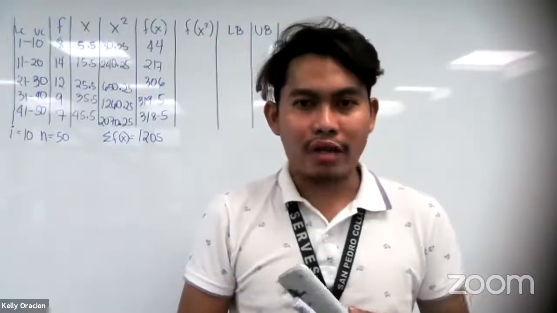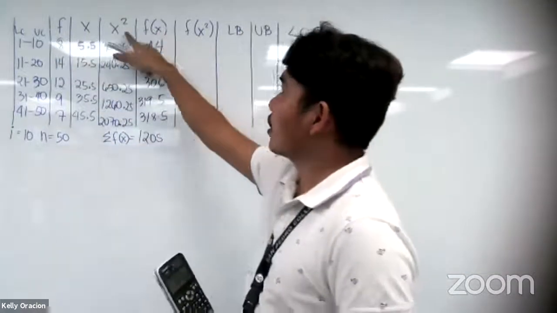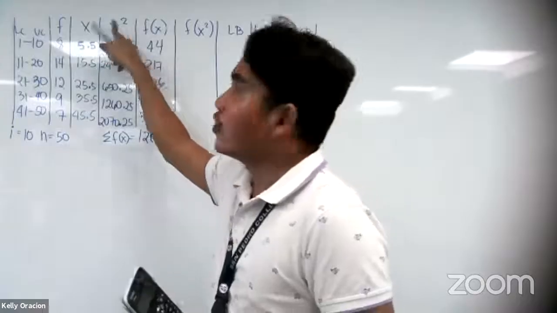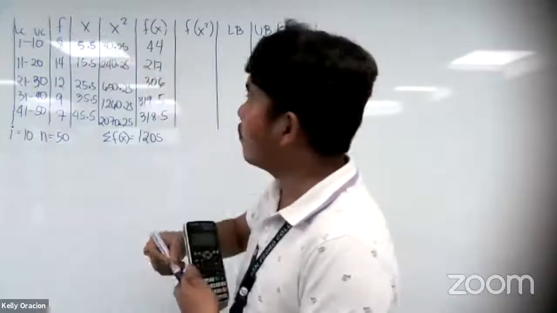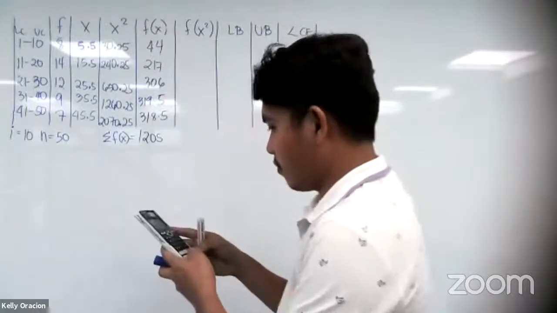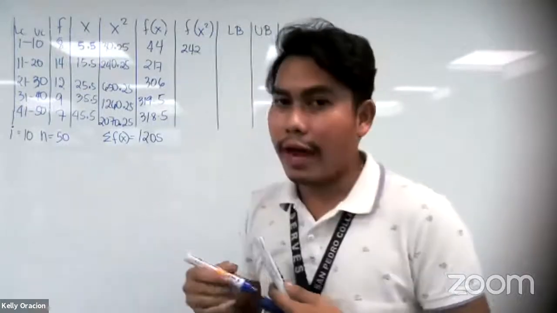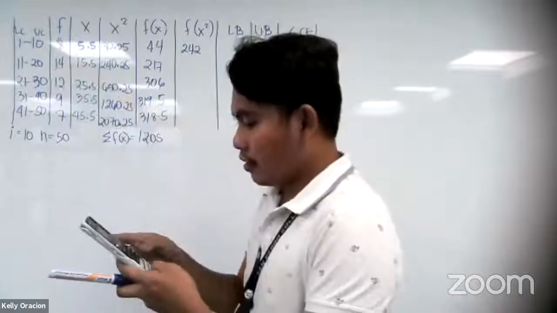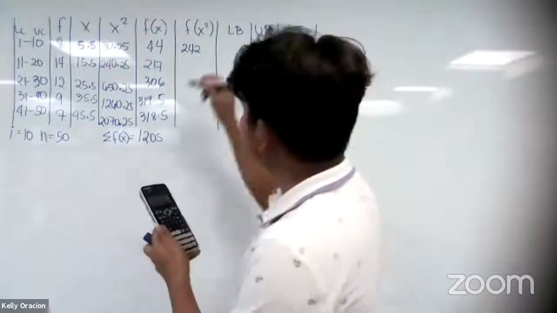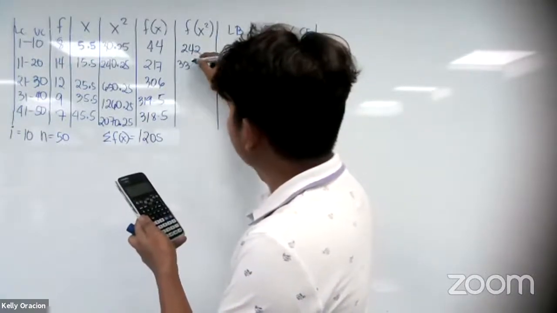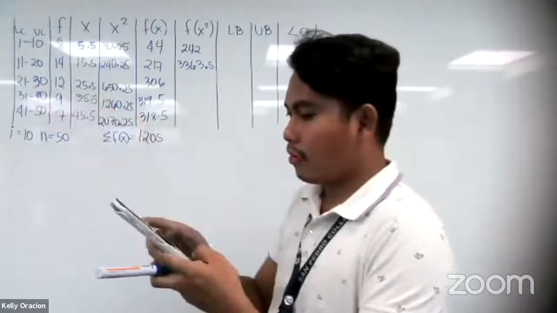Okay? How about the fx squared? How do we get fx squared? Of course, same thing. Multiply your f by the x squared. So your f is 8. Multiply it by the x squared, 30.25. You will have 242. Your 14 times 240.25, the answer is 3,363.5.